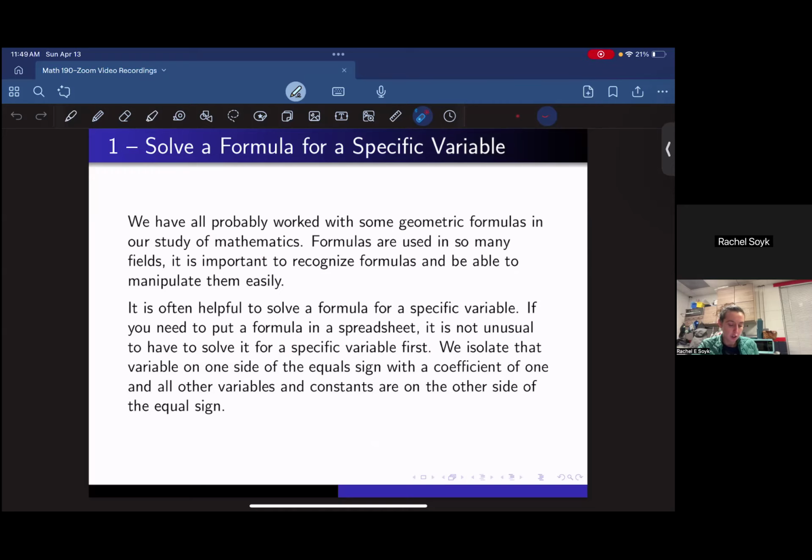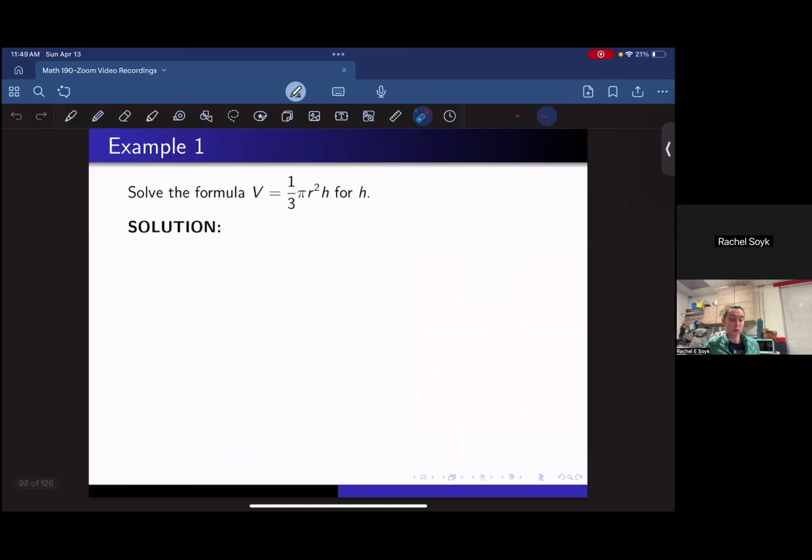But let me talk a little bit less so we can jump into our first example for today. We're asked to solve the formula v is equal to 1/3 pi r squared times h for h. So what is this specifically asking us for? We are just simply asking to isolate that h variable. So when we're looking at v is equal to 1/3 pi r squared times h, we just want to get h all alone on one side of the equation.